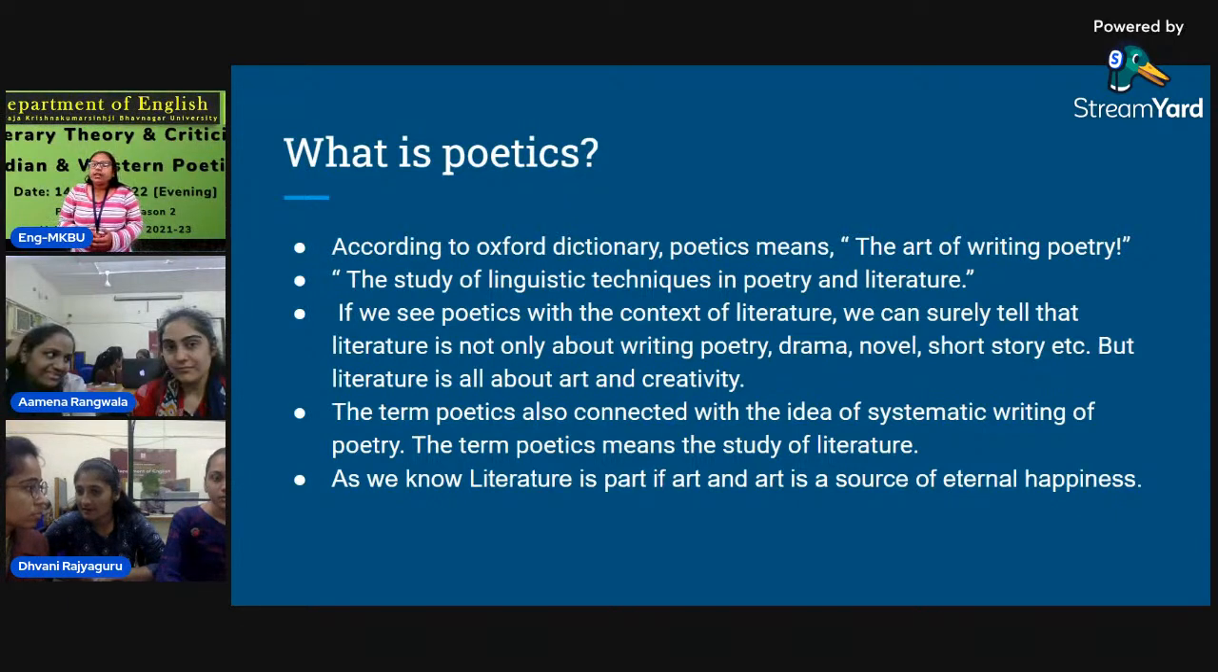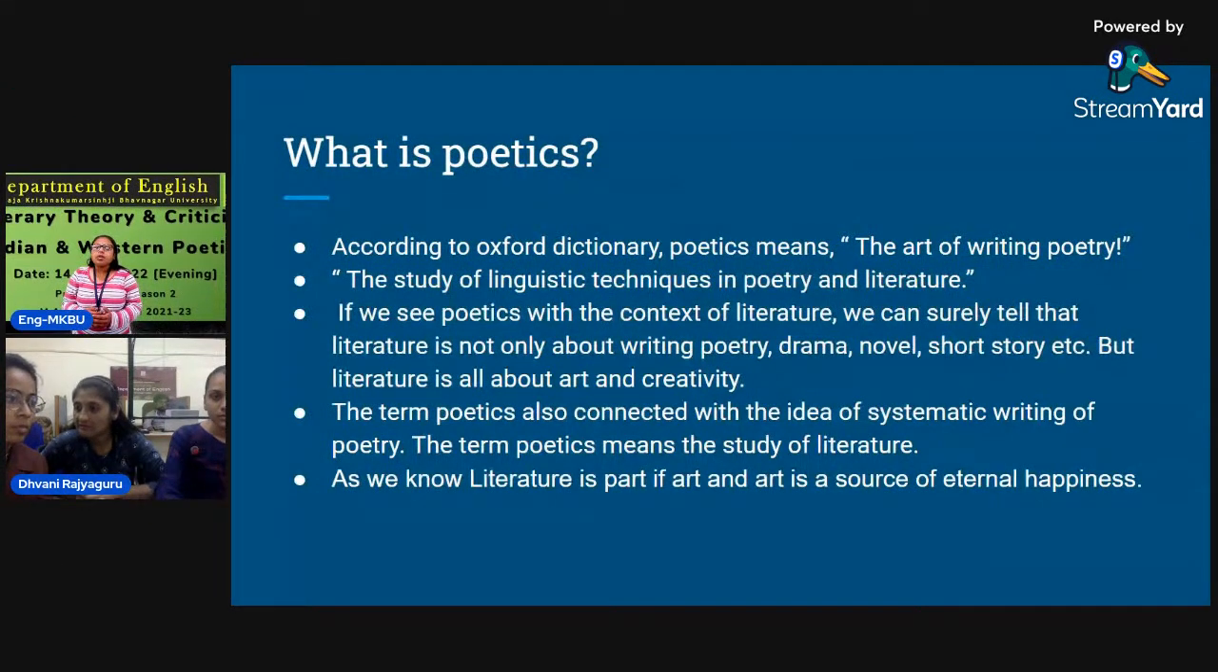If we see poetics in the context of literature, we can surely say that literature is not only about writing poetry, drama, novel, short story, etc. But literature is all about art and creativity. In the context of art, there are so many skills we can see that are led by creativity.